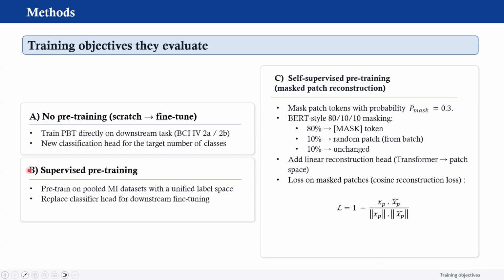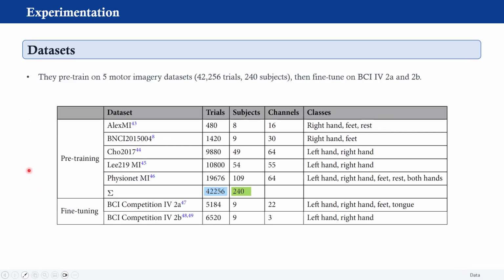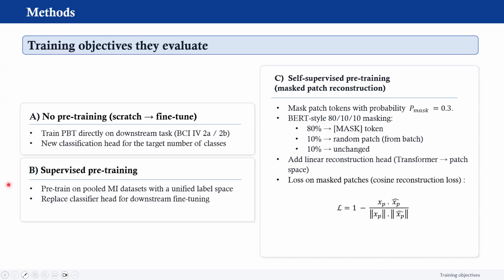So basically, they pool all of these 5 pre-training datasets together, and they combine the label space to make it consistent for these datasets. And what they found was after combining these 5, the class distribution is fairly even. So this seemed to be a good approach. So they have pre-trained on these 5 datasets and then fine-tuned further on the downstream datasets.